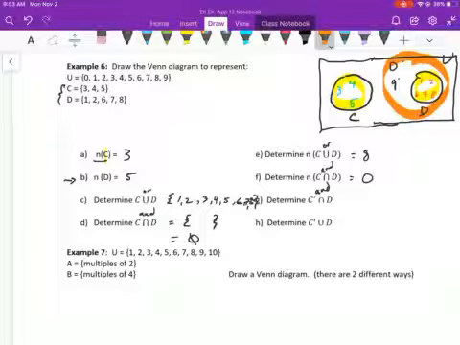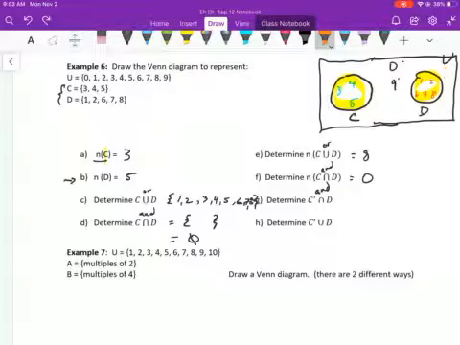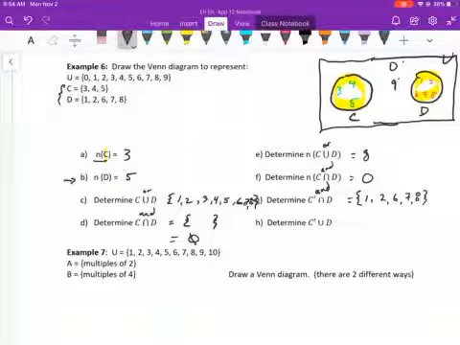Now, and D. So D is what I've highlighted in yellow. So really, what I'm looking for is just not C and D. I have to include 1, 2, 6, 7, and 8. Those are the elements that I'm talking about. The reason why I did not include 0 or 9 is because those 2 elements are not in D.